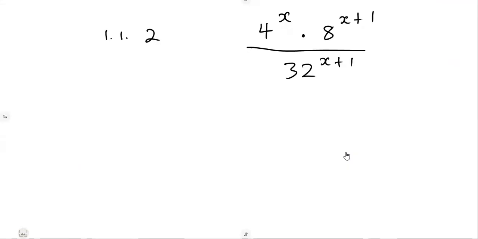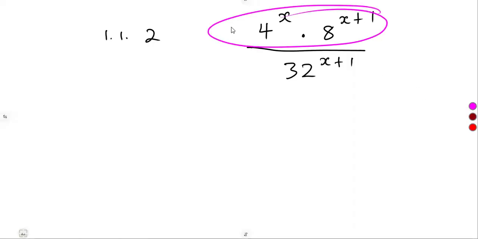What is it that we can do? There is a product in the numerator, and there is no way, guys, we're dealing with a product of exponents. Let us have the same base.